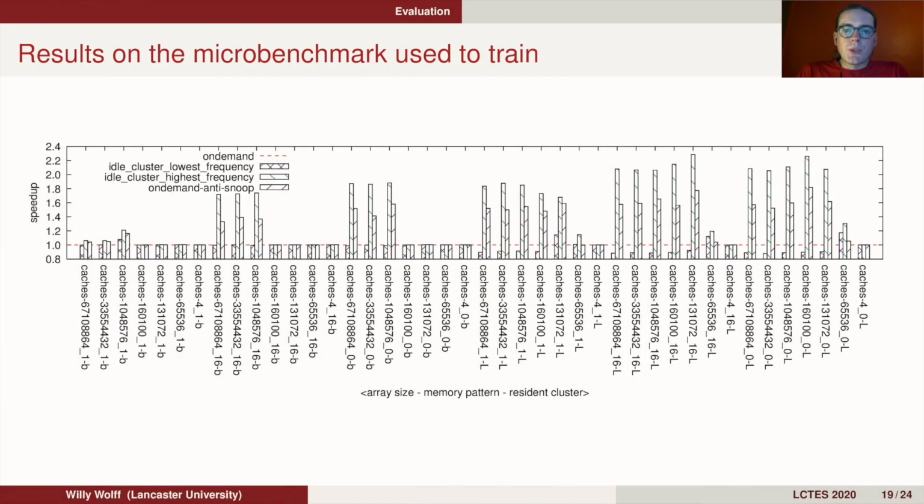So, how do we succeed in avoiding snooping latency? Let's have a look. First of all, we've tested this approach on the microbenchmark. These figures show 3 comparatives against the default on-demand governor, which is our baseline highlighted in red. The first 2 comparators are forcing the idle cluster to its highest frequency or its lowest frequency to check what is the maximum and the lowest possible speedup or slowdown of the workload. Then we have our new anti-snoop governor.